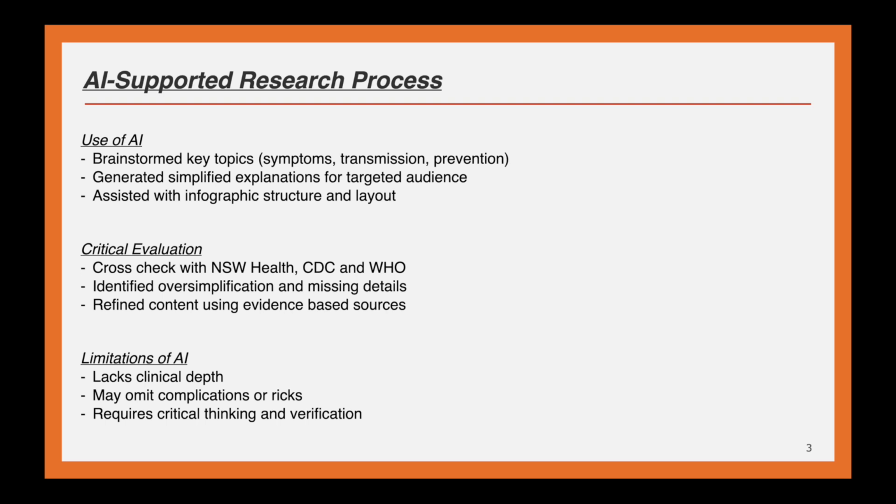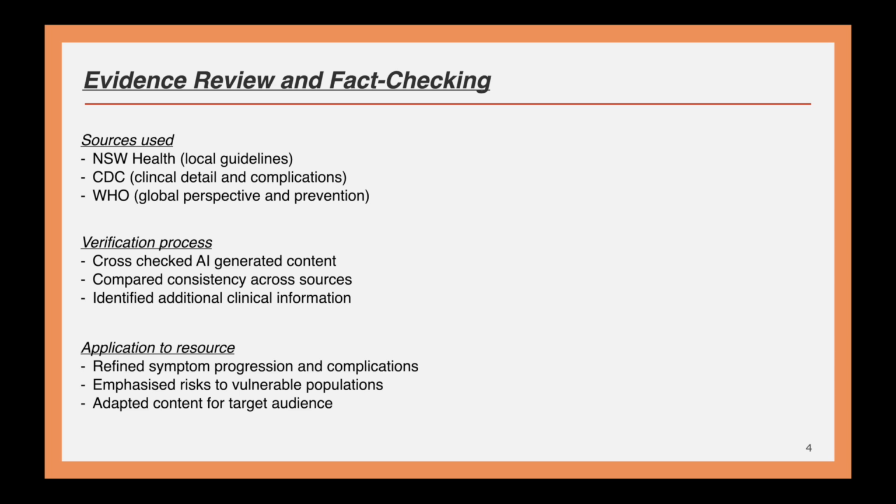This reflects a key limitation of AI, being its tendency to provide generalized summaries without highlighting clinically significant risks. Additionally, AI does not independently verify sources, meaning there is a risk of incomplete or outdated information if not critically assessed. Therefore, AI was used as a supportive tool only, with all final content refined, cross-checked, and validated using evidence-based sources to ensure both accuracy and safe health communication.